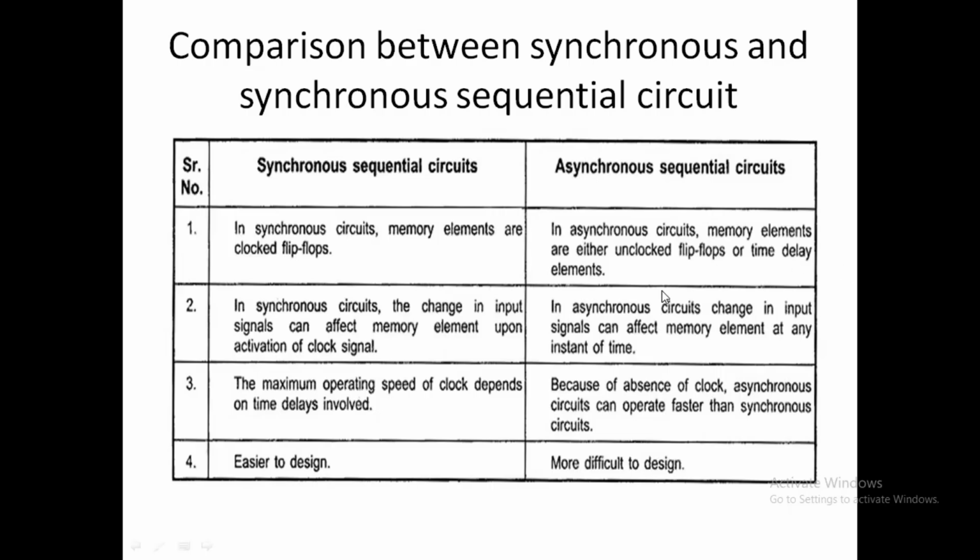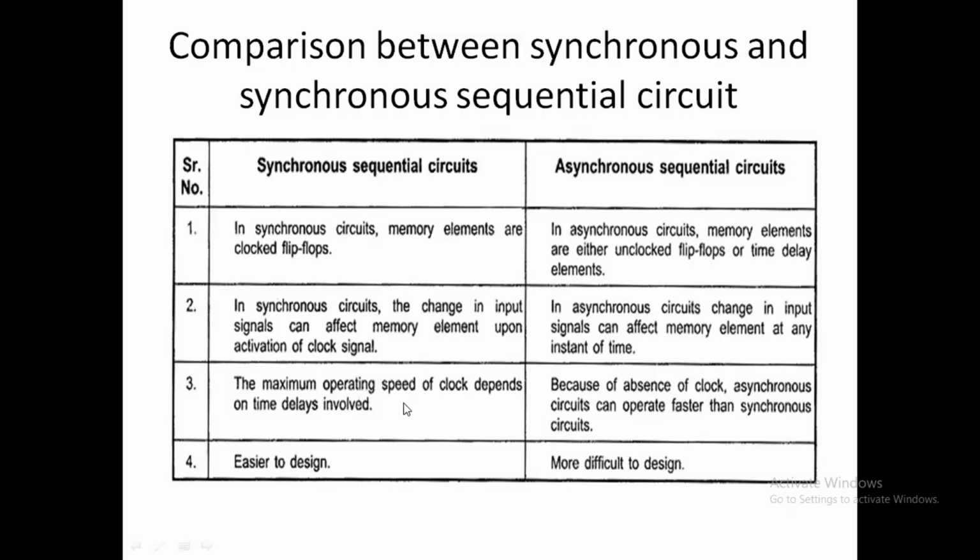In an asynchronous sequential circuit, a change in the input signal can affect the memory element at any instant of time, while in the synchronous sequential circuit, the change in the input signal can affect the memory element upon activation of the clock signal. So whenever the clock signal changes, then the output will change. While in the asynchronous sequential circuit, output will change only when the inputs change.